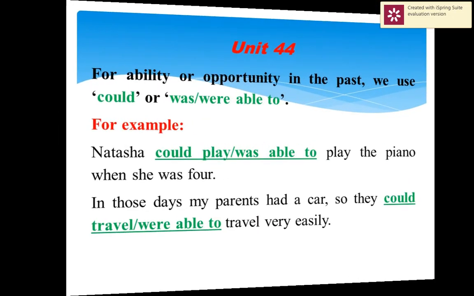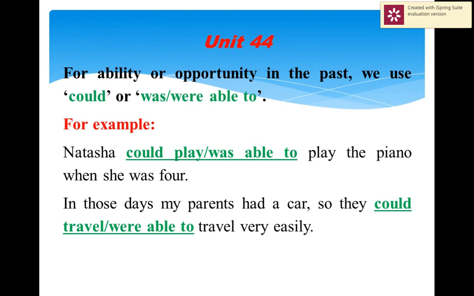Good. Next, for ability or opportunity in the past, إذا كان عندنا قدرة أو فرصة في الماضي, we use could or was, were able to. For example, Natasha could play the piano when she was 4. Natasha was able to play the piano when she was 4. It means كانت قادرة على.